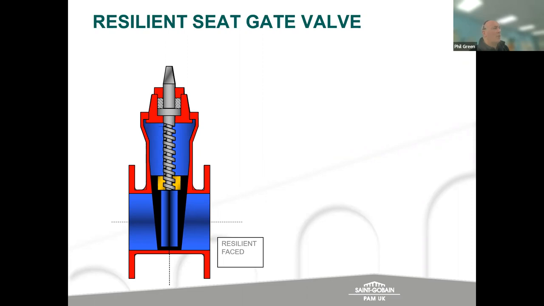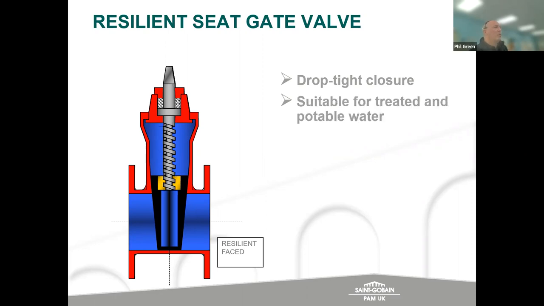So basically what happens with this valve, the stem rotates within a captive nut at the top of the valve to cause the gate to rise and lower. It's a drop tight closure because it's resilient seated. It's suitable for potable and treated water. It shouldn't be used for prolonged flow control.